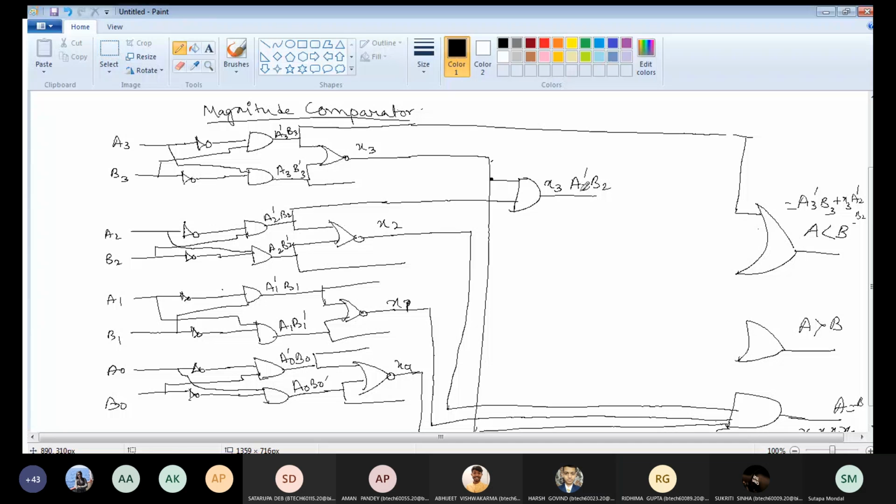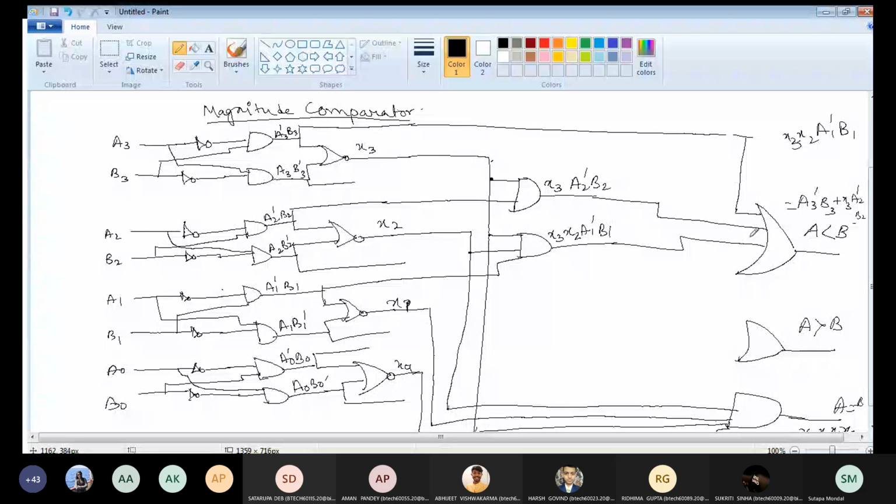Similarly, what will be the next one? Next one for this, the next equation will be X3 X2 A1 dash B1. So A3 X3, then X2. So where is this X2? X2 and A1 dash B1. So this is your A1 dash B1. So what is the equation here? X3 X2 A1 dash B1.